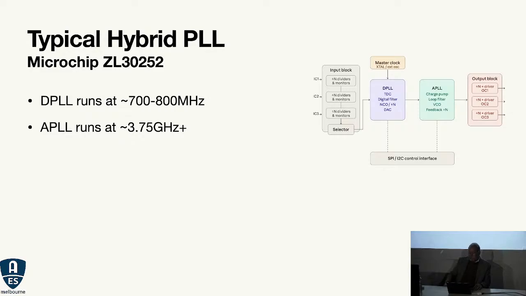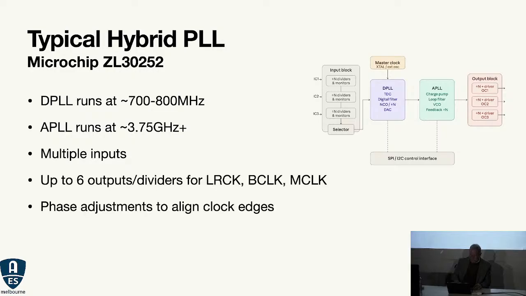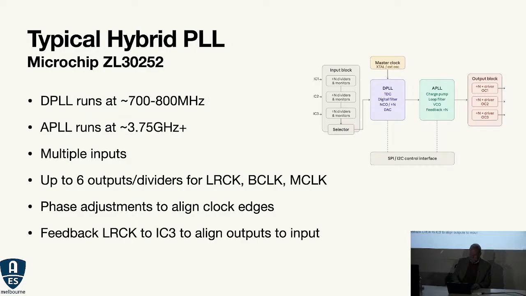The analog PLL is running quite a bit higher, 3 to 4 gigahertz. The designs that I'm doing run at 3.75 to 3.9 gigahertz, and that gets divided down, so this is how we get this nice low jitter. As I said, we have multiple inputs and 6 outputs. All these outputs can be adjusted in phase as you may need, so that's kind of slick.